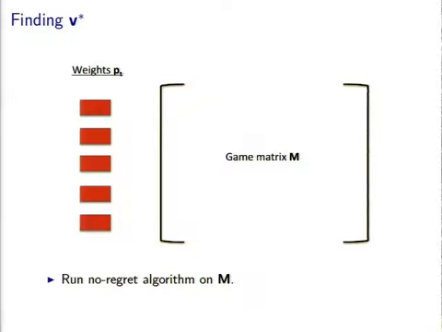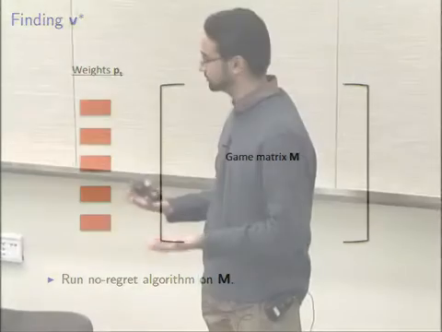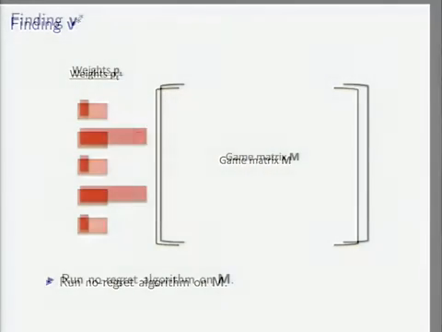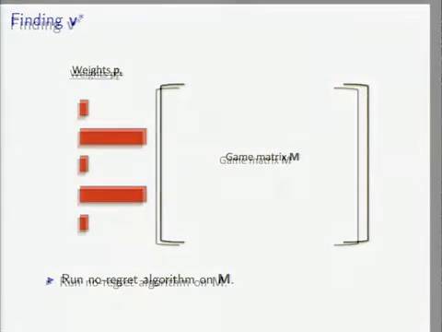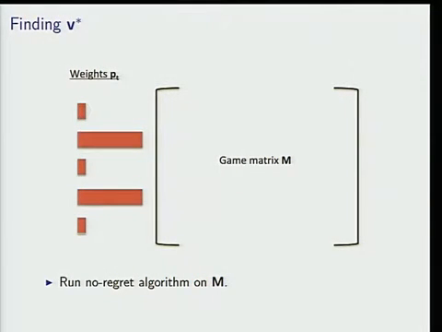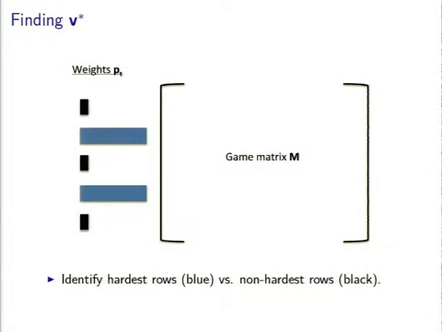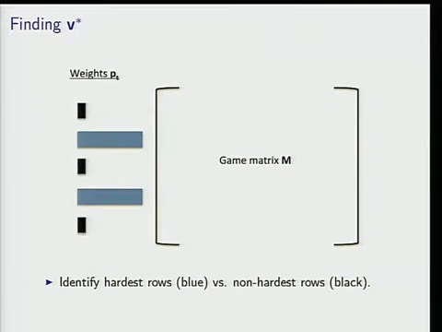Okay, so how will I do that? Here's the algorithm in pictures for how to compute v star. I run my no-regret algorithm on my matrix M, and after a while I get a picture that looks like this. I have a lot of weight on the hardest rows and a little weight on everything else. So I can use that fact to identify which are the hardest rows of the matrix. Here I've colored them blue, and everything else I've colored black. Now that I've identified those rows, and as you pointed out, they're unambiguously the hardest. They're the hardest for all strategies.